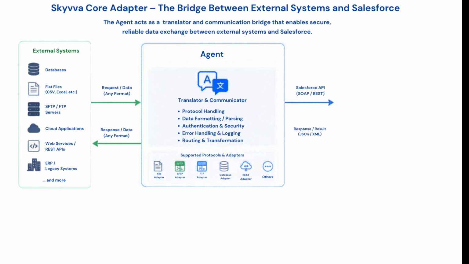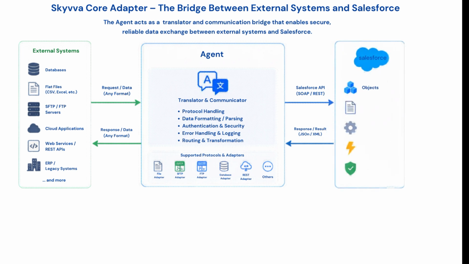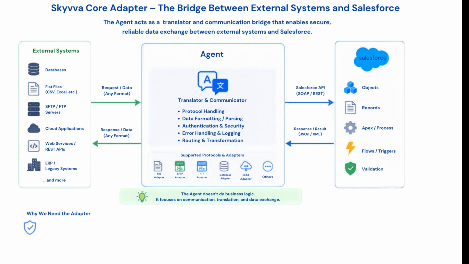Finally, on the right side, the adapter connects to Salesforce using APIs such as SOAP or REST. Salesforce then processes the data through objects, records, Apex processes, flows, triggers, and validations, and sends the response back through the adapter to the external systems.